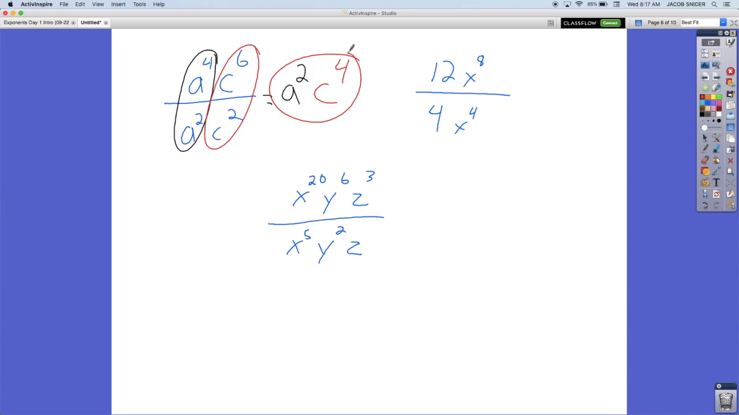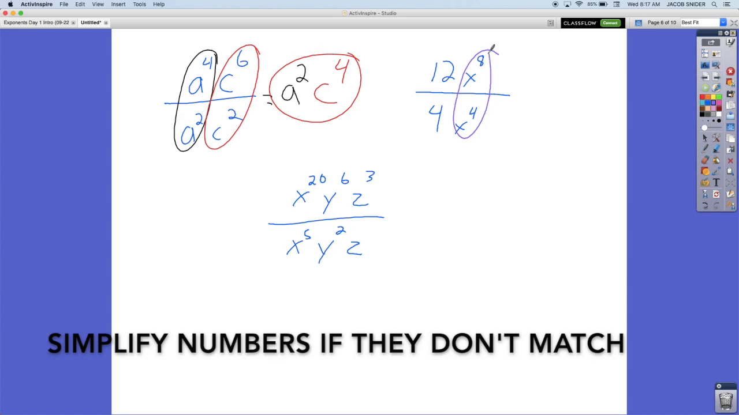This is a little bit different, but I wanted to show it to you so you didn't freak out about it. Okay, what looks alike here? Well, I know this part here, right there. I got x8 minus x4. So just x to the 4th.